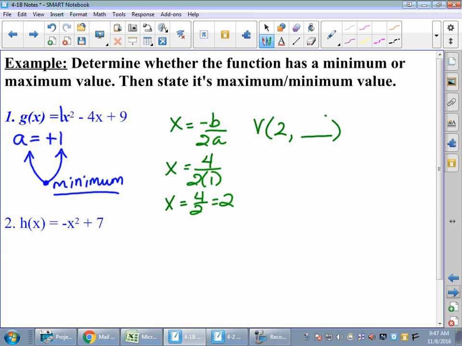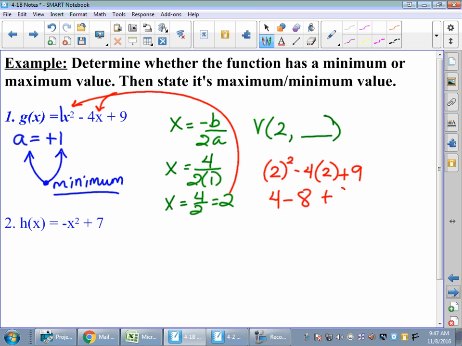Now I got to find the something. To find the something, we take that 2, we plug it into the equation everywhere we see the x, and we solve. So I have 2 squared minus 4 times 2 plus 9. That's 4 minus 8 plus 9. And when I put that in my calculator, I get 5. 4 minus 8 is negative 4, plus 9 is 5. So my vertex is 2, 5.